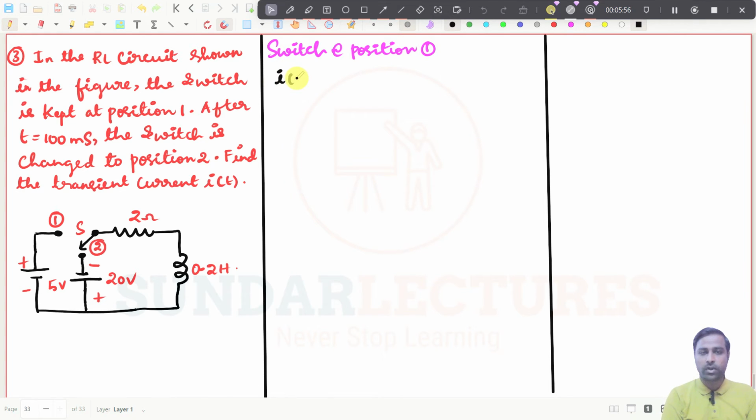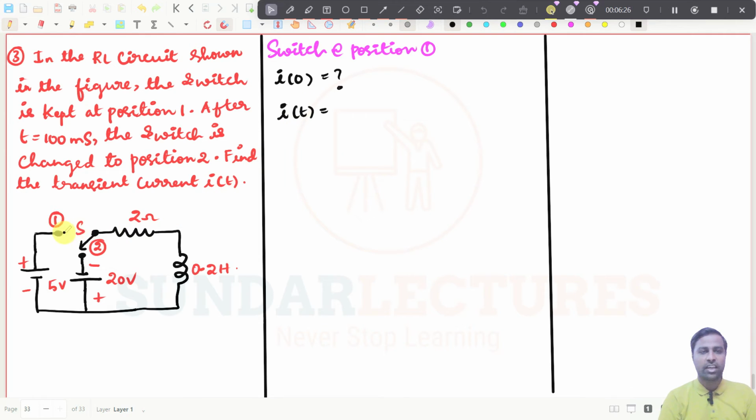So we know this one, right? I of 0 we need to find here. And it is not connected forever, it was not given sufficient time for the circuit to become steady state. So what we need to do is find I of t here, and then put t equal to 100 milliseconds and make that the initial condition.